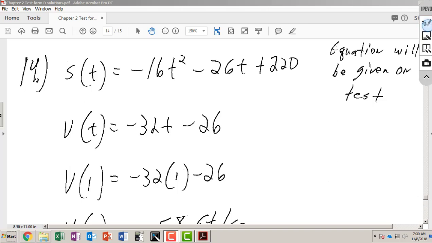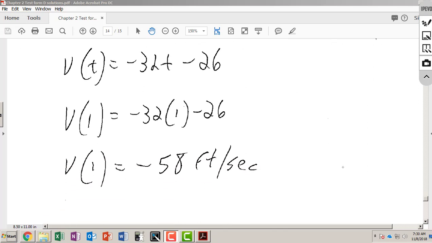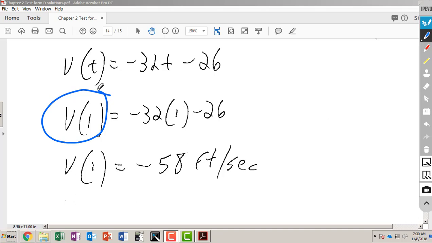So to find that velocity at 1 second, now that you found your velocity equation, which is your first derivative, I'm just going to go ahead and substitute in 1 for t. So you'll notice I have v of 1. So velocity at 1 second, substituting in 1. So I get negative 32 times 1 minus 26. And that's going to give my answer.